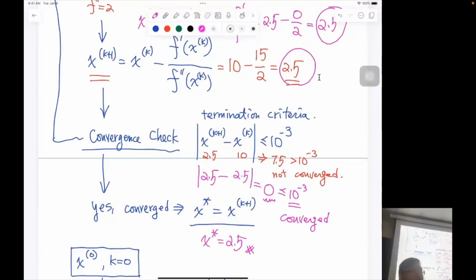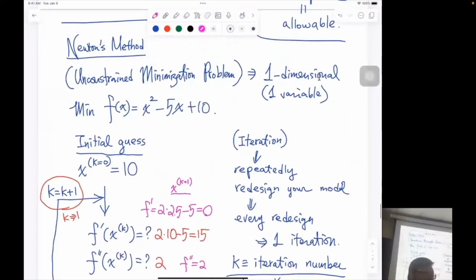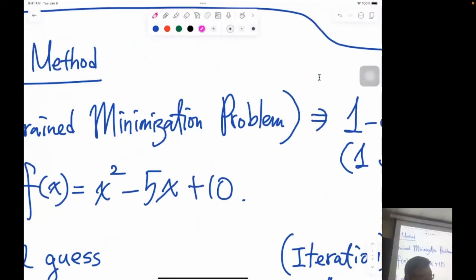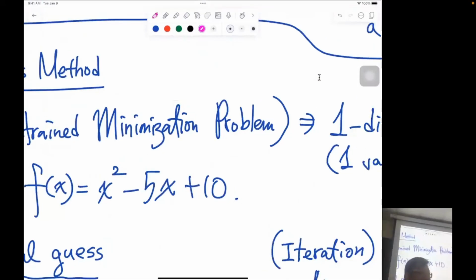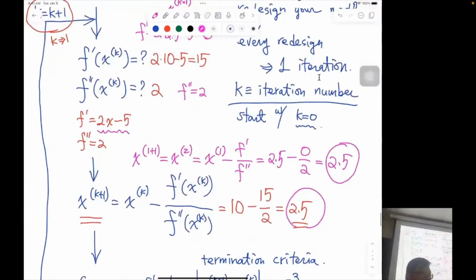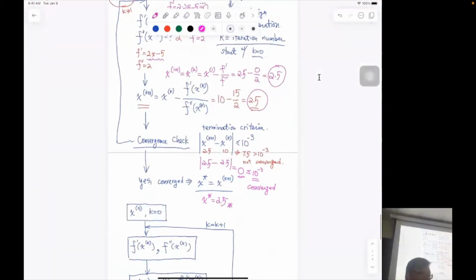Okay? So I don't even try to draw a picture of this. I didn't try to do something with it. I just follow Newton's method and see what it gives me. Okay?